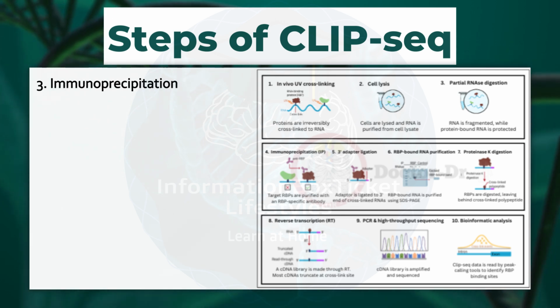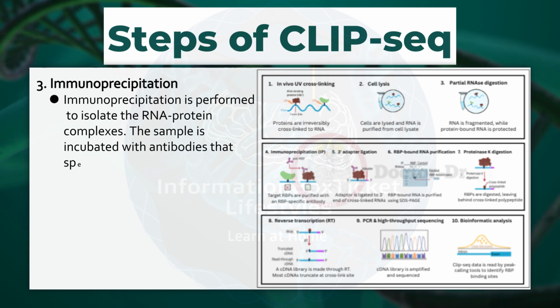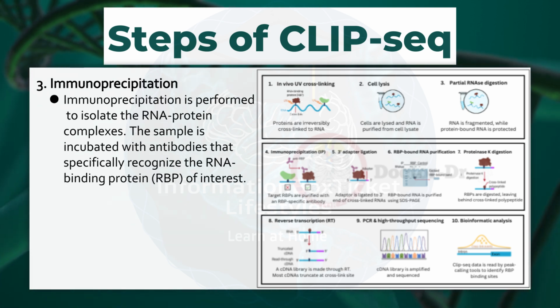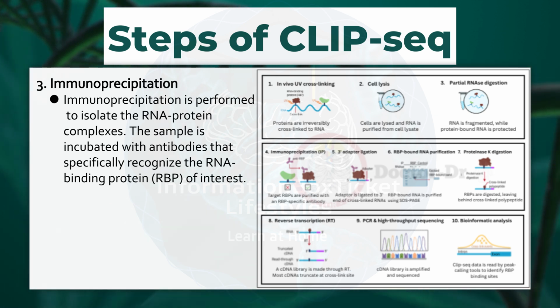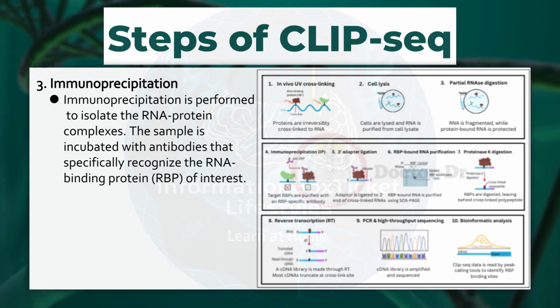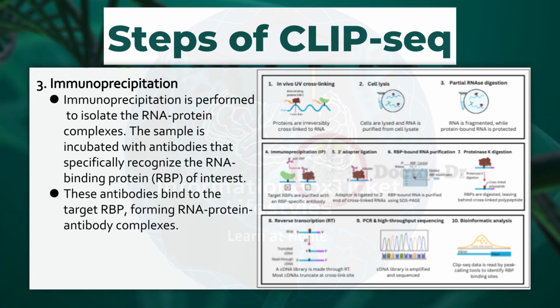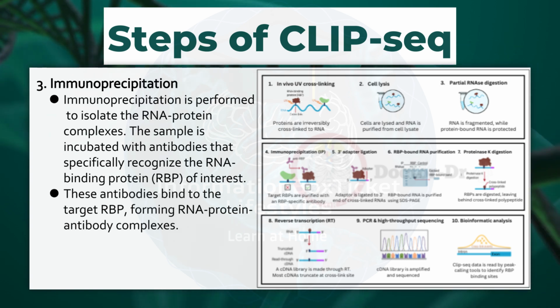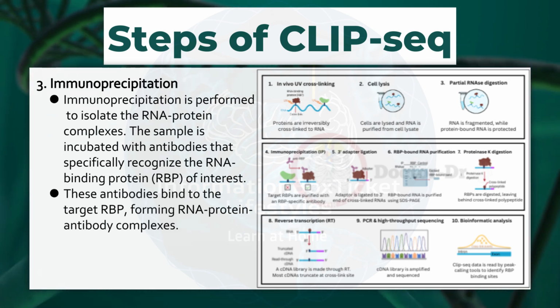Third, immunoprecipitation. Immunoprecipitation is performed to isolate the RNA-protein complexes. The sample is incubated with antibodies that specifically recognize the RNA-binding protein, RBP, of interest. These antibodies bind to the target RBP, forming RNA-protein antibody complexes.